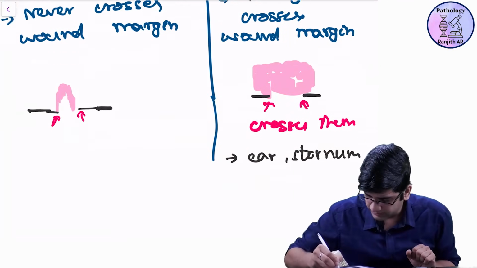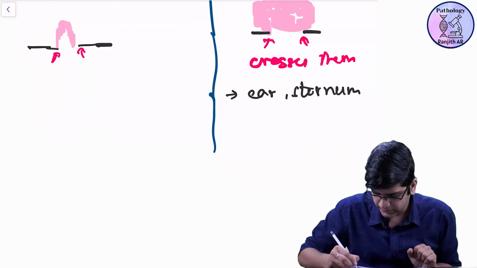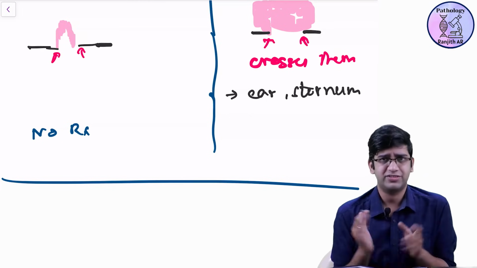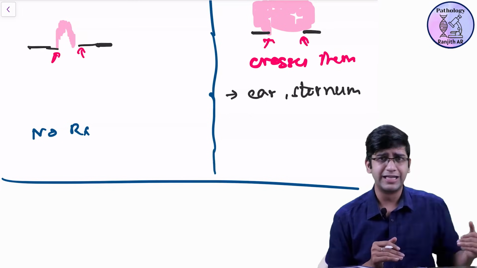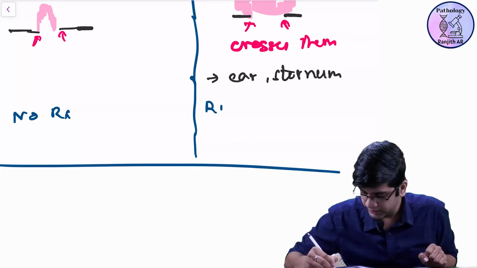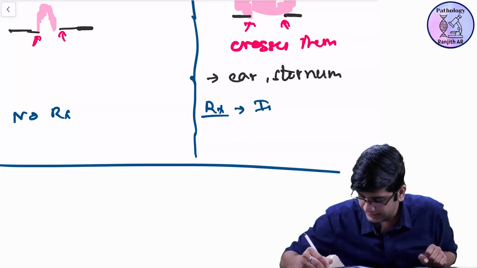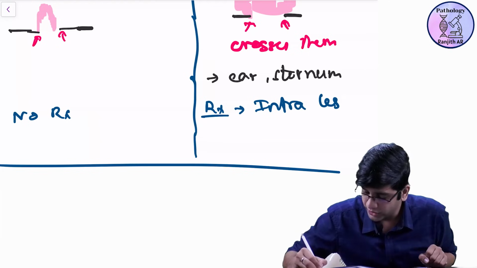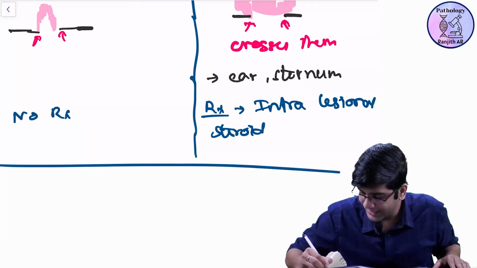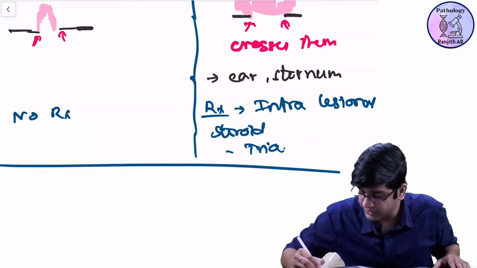Treatment, just to complete. For a hypertrophic scar, no treatment is required because we know that it resolves on its own. Then why do I want to treat? Just wait for some time, reassure the patient, it will come back to normal. For keloid, the treatment is intralesional steroid. Especially I want a long-acting steroid: triamcinolone.